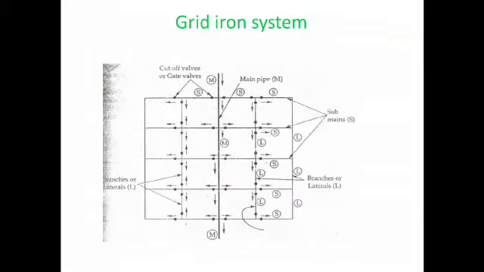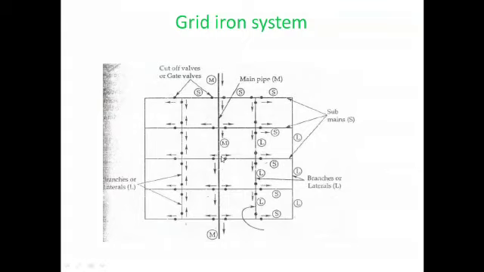So let me move to the next network, distribution network system, which is the gridiron system. Now this is called the gridiron system because it is in the form of a grid. Here you can see this is the main pipe. It is being represented with the letter M here. This is the main pipe, and these are the sub mains which are represented with S. And you can see these with the letter L, which means laterals or the branches through which the house connections are being made.